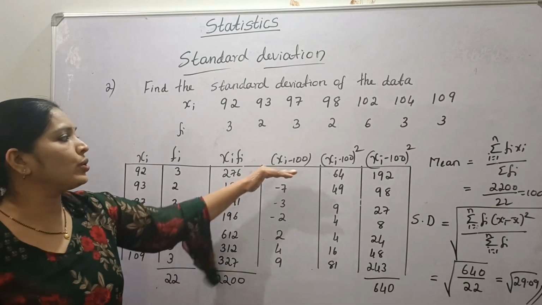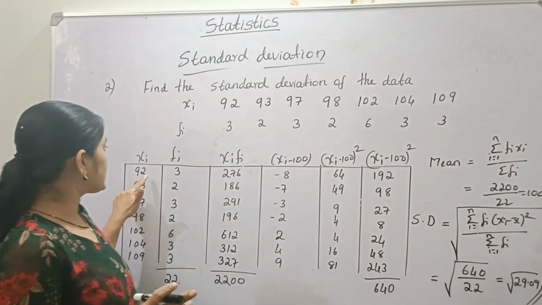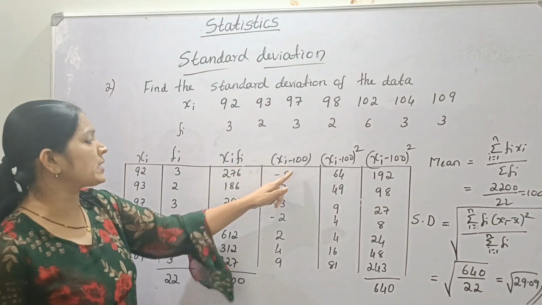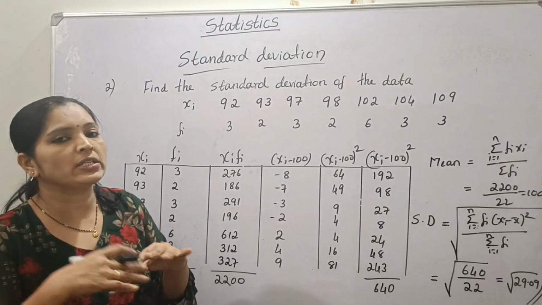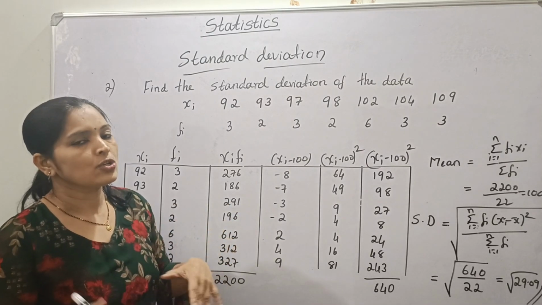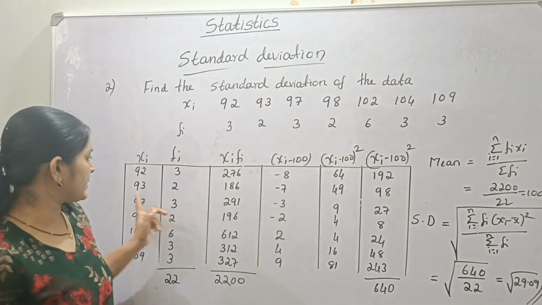Mean is 100, so we need to find Xi minus 100. So that is Xi, this one. So 92 minus 100 is minus 8. Here there is no modulus value, because you have to find the square of these values. So here minus will be plus. So 92 minus 100 is minus 8.